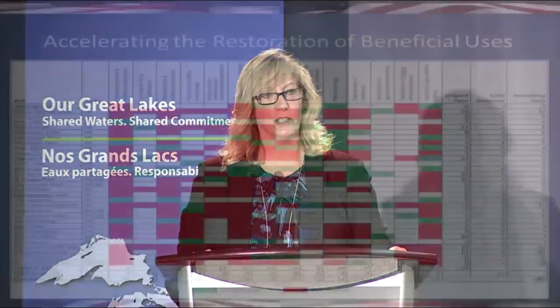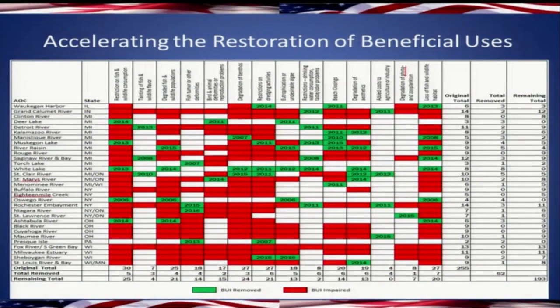Like John, I don't expect you to be able to read this slide, but focus on the colors. Again, the green indicates that the beneficial use impairment has been removed, and the red indicates that the beneficial use is still impaired. Of the 255 beneficial uses that were initially determined to be impaired, currently 65 have met criteria for removal, leaving 190 still to be addressed. The majority of these improvements, 55 of them, have been restored since 2010. Our goal is to remove an additional 20 impairments by the end of 2019.